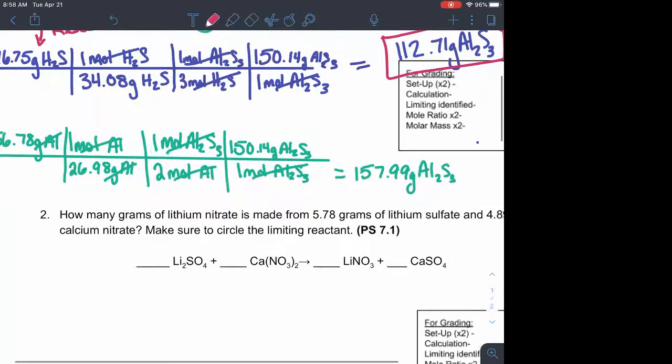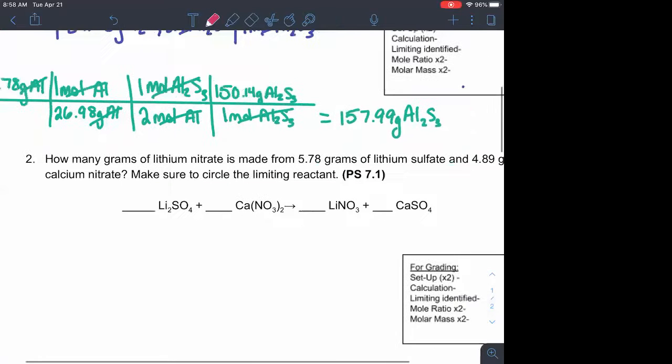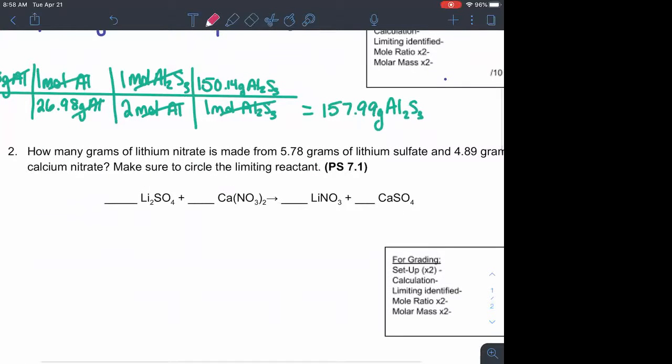So now we're going to do it a second time. We're going to look at this problem. It says how many grams of lithium nitrate is made from 5.78 grams of lithium sulfate and 4.89 grams of calcium nitrate. Make sure to circle that limiting reactant. So it wants you to circle that answer.